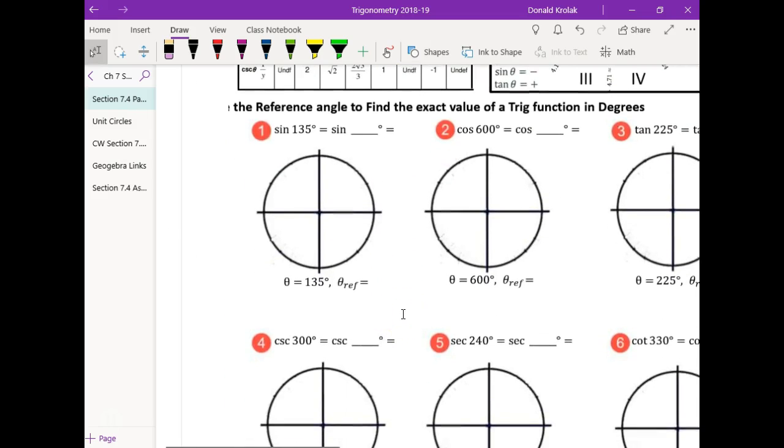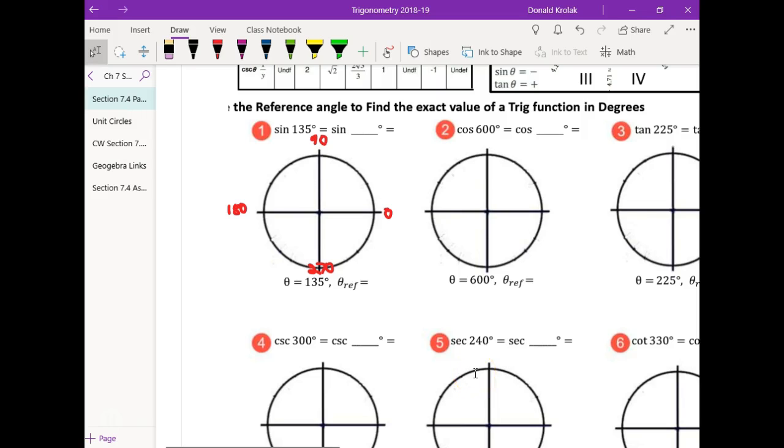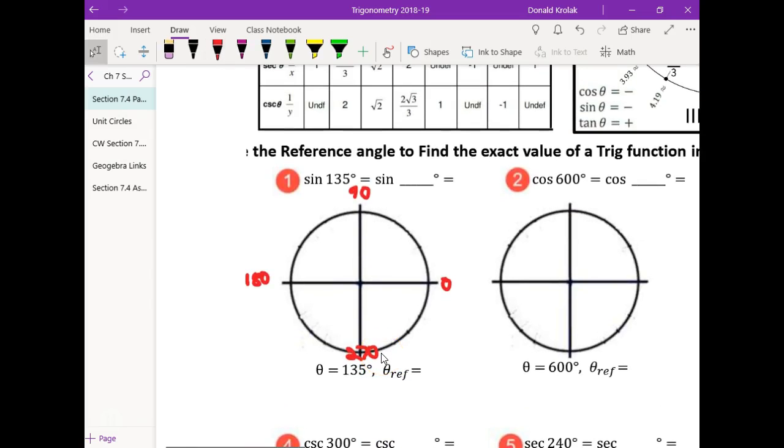All right, so first thing, let's take a look at the first example here. We're in degrees, so we can label our quadrants. So 0, 90, 180, 270, and now draw your 135 degree angle. So Paul, what quadrant are we in for 135? 2. Okay. So we're going to draw our angle in 2.